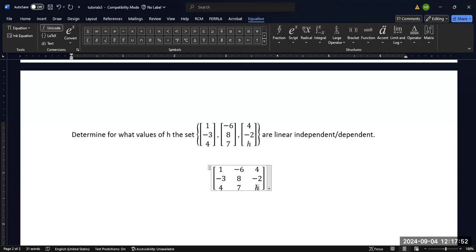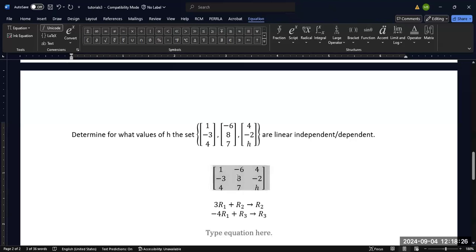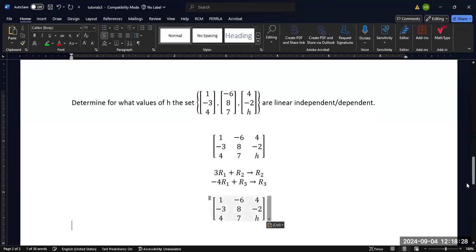All right, so let's think about how can we row reduce this matrix. So I'm going to take 3 times R1 plus R2, and I'm going to put it back in R2. And then I'm going to take -4R1 plus R3, and then put that back in R3. So let's see what happens when we do that.